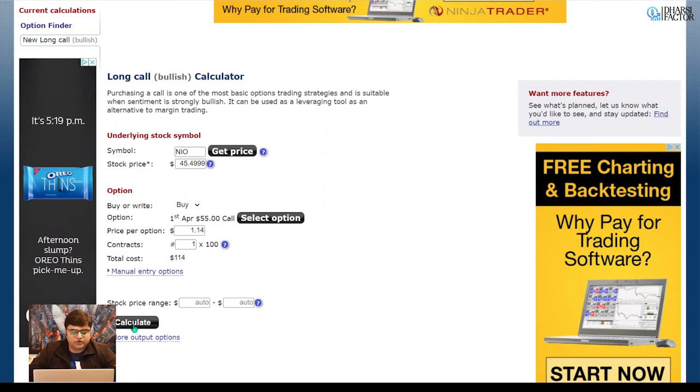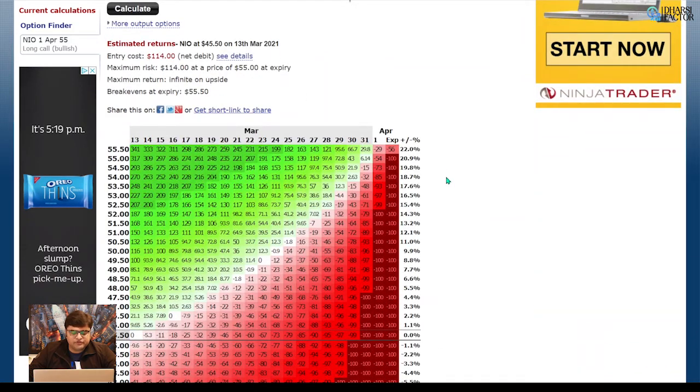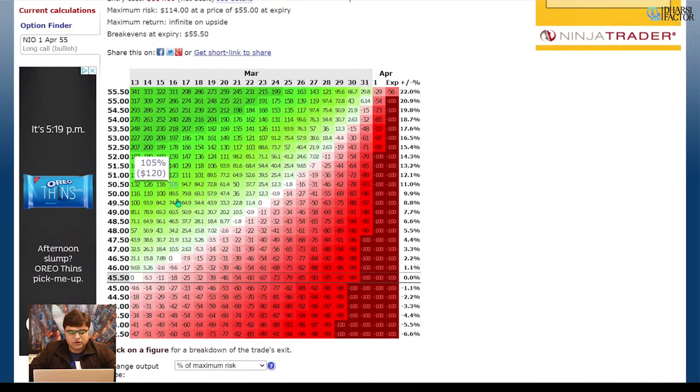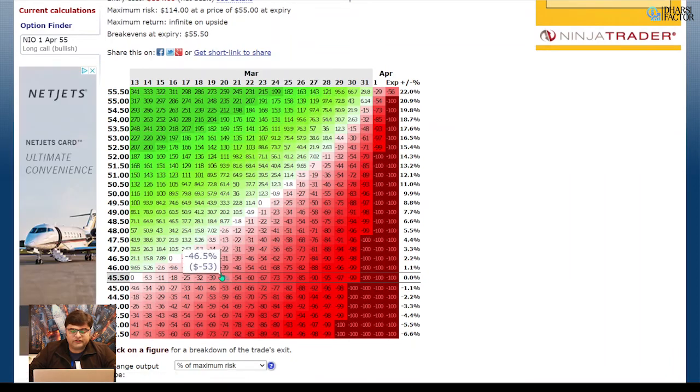You don't have to worry about anything. Just punch in these numbers and you will see a chart down below. This chart will show you the probability of profit and loss. All the reds which you see is the loss, and all the greens which you see is profit. The lighter the green, the lower the profit. The higher the green, the maximum the profit.